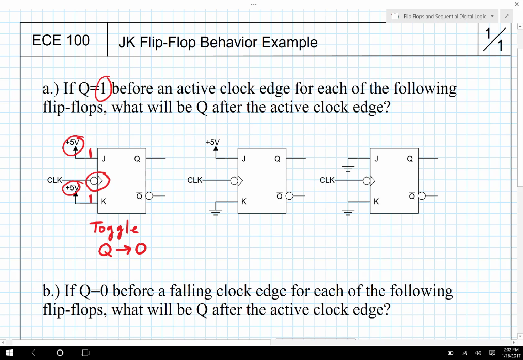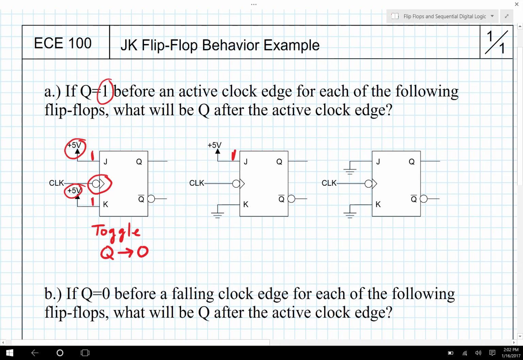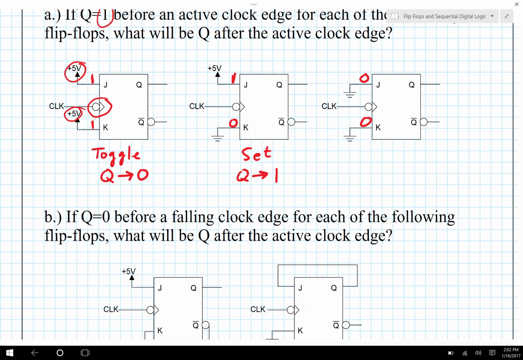Over here, I see still active falling edge. I see that J contains a 1 and that K contains a 0. This is going to be the set configuration, and therefore Q, no matter what it used to be, is going to go to 1. In the third example, I see that they both contain a 0, so J contains a 0, K contains a 0, and whenever J and K both contain a 0, that's going to be the hold configuration, and therefore Q is going to stay at whatever value it used to be. Q used to have a 1, so Q is still going to stay with a 1.